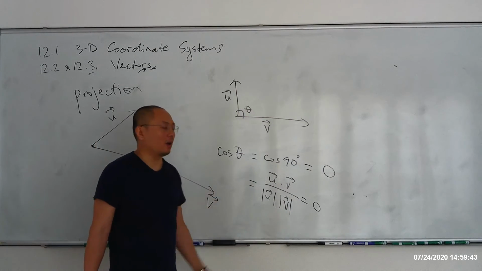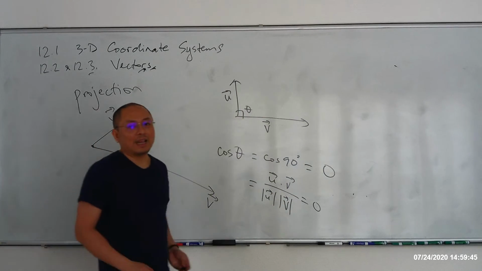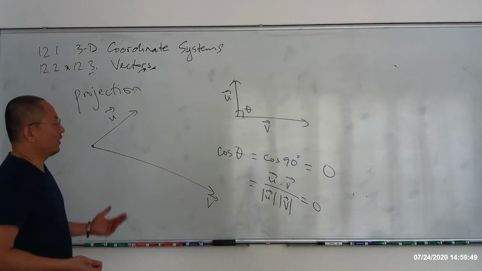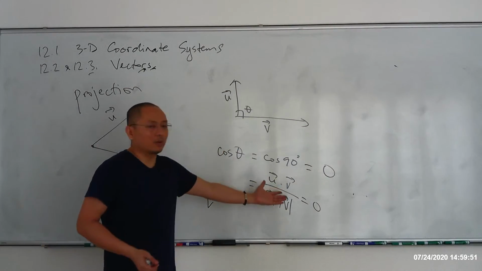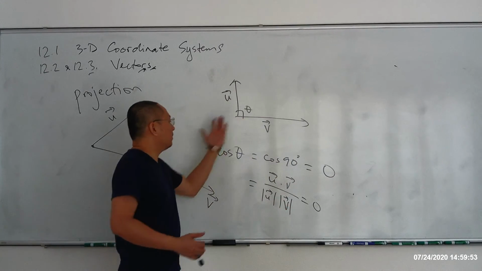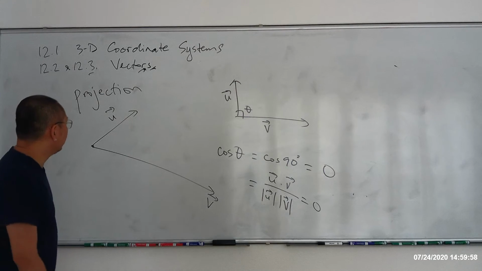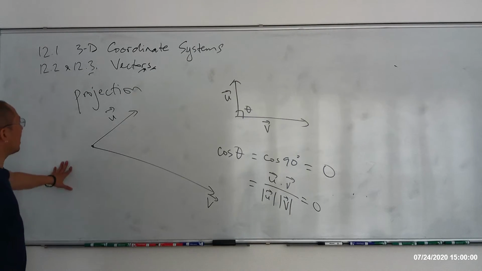And that gives us a hint. If you do a dot product and the dot product equals 0, that implies the two vectors are perpendicular, and vice versa. Perpendicular, dot product equal to 0. Dot product equal to 0 implies the angle is 90 degrees. Okay? Now, we're going to talk about projection.